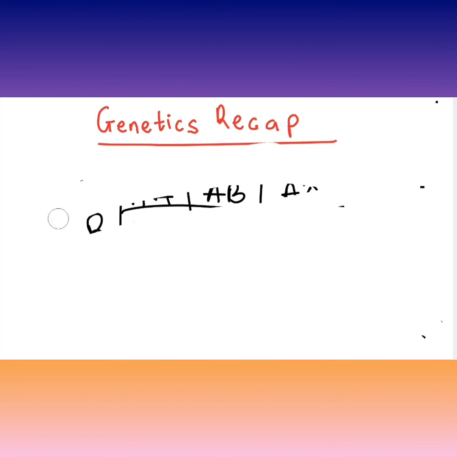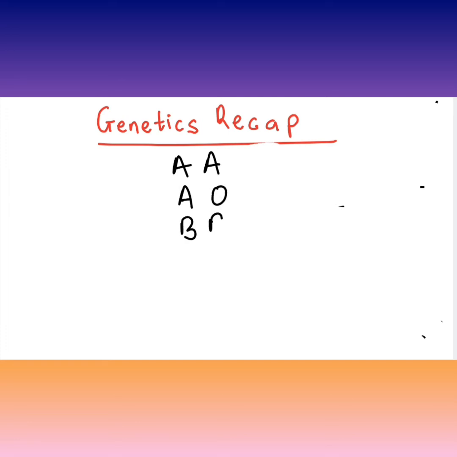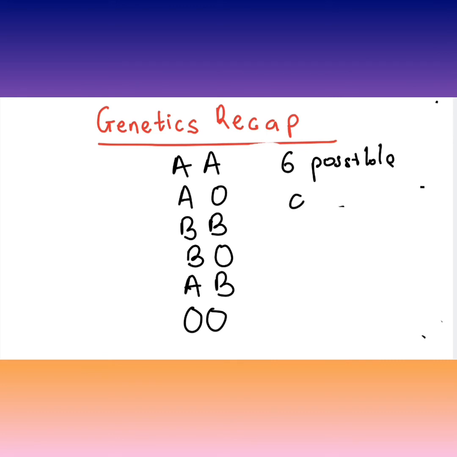Now let's write all the 6 different possible genotype variants out. So we have, you want to call it out, AA, call with me, AA, AO, BB, BO, what else do we have? AB, and we also have OO. Perfect. So these are the 6 possible genotype combinations we can have.